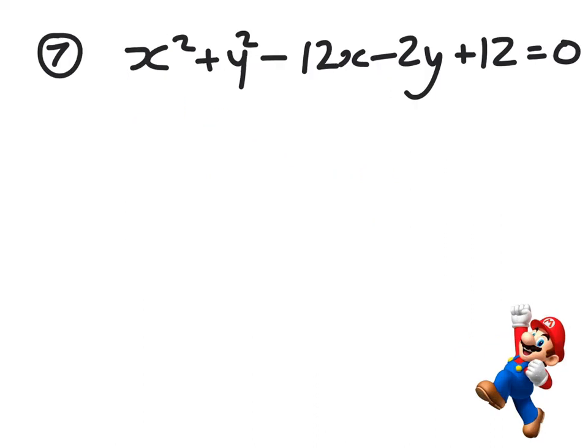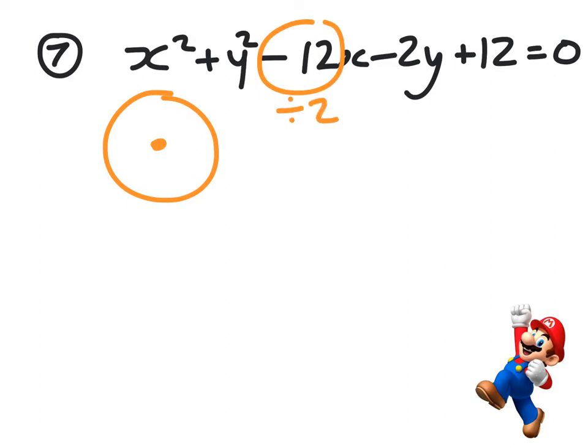Question 7, we have a circle. Let's draw the circle. We know its centre. Well, we get the centre by looking at this number here, dividing it by 2 and changing the sign, and this number here, dividing it by 2 and changing the sign. So negative 12 divided by 2 with the sign changed is 6, negative 2 divided by 2 with the sign changed is 1. So we know the centre is 6, 1. We are told to find the tangent at the point 3, negative 3. So on your circle you've got a point here which is 3, negative 3.